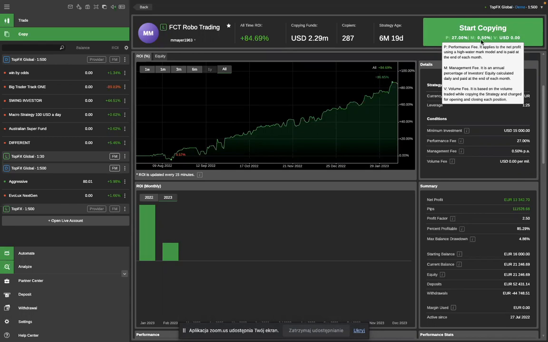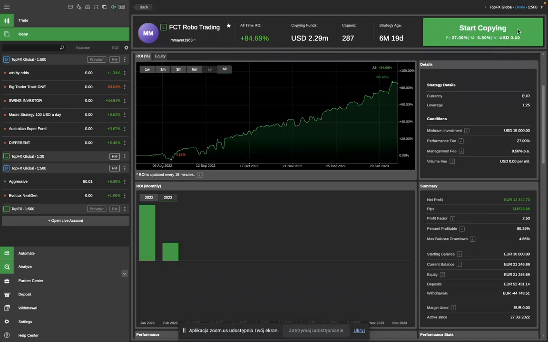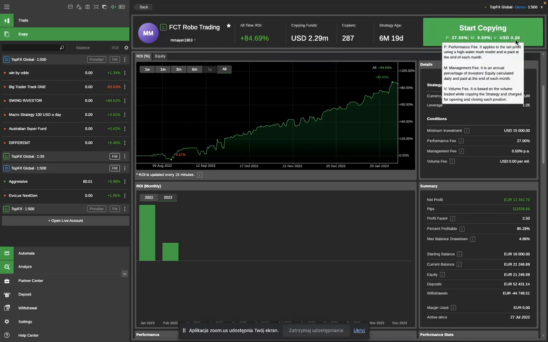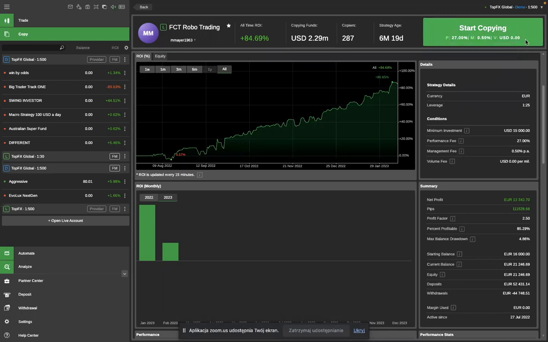And the last one is the volume fee. The volume fee is based on the volume traded while copying the strategy and is charged for opening and closing each position. As you can see, this strategy provider sets the volume fee to 0 to gather more investors. You only pay a 27% performance fee and a 0.5% yearly management fee, no volume fee. By the way, the volume fee maximum is $10. This one has 0, so this is a very smart set of fees.